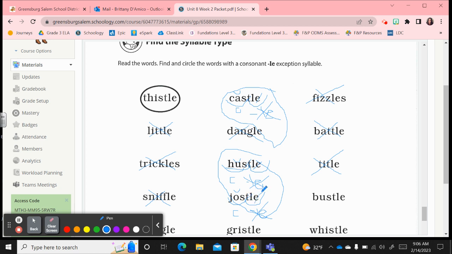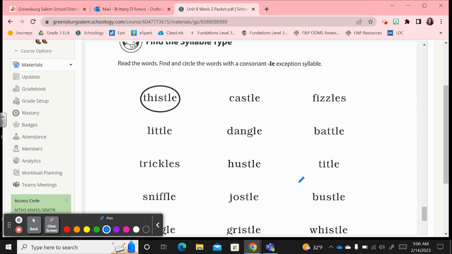Good. All right. Bustle. That one is an exception because you don't hear that T. So bus is a closed syllable. And then yes, consonant LE exception. Cross off those two silent letters, the T and the E. Okay, and then just make sure you're circling. So right now we have circled thistle, castle, hustle, jostle, and bustle. So we have five words down below that should be written and marked. All right, let me clear that so we can move down.